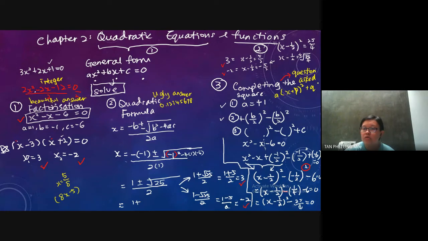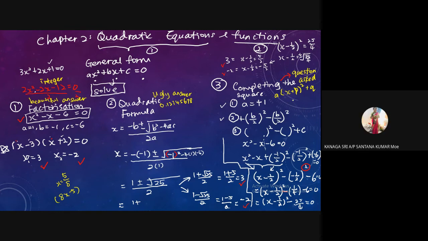What form do you call this? Anyone remember? Sometimes the question will ask you to express your answer in this form. If they ask you to express in this form, it means they also want you to use completing the square, and then only will you come to this big bracket squared minus small bracket squared plus c method. So what form do you call this? Anyone?